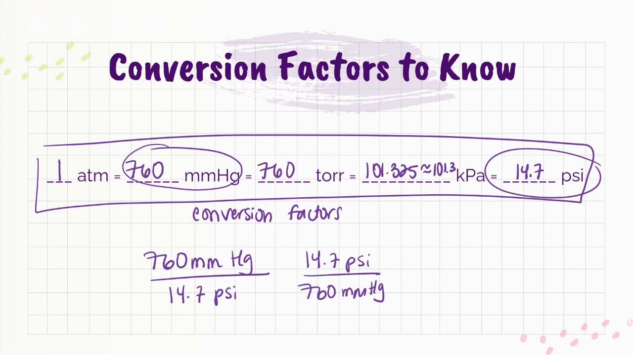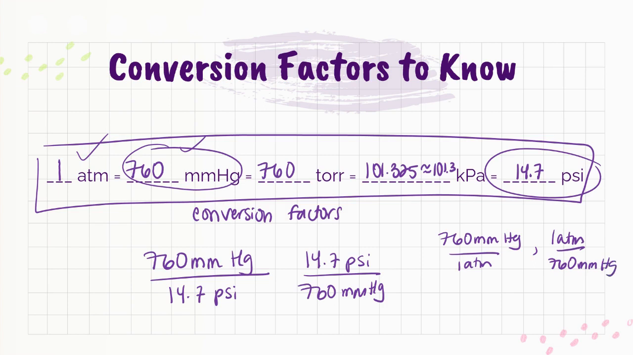And again, you can pick any two of these. They could be two things next to each other. So you could do ATMs and millimeters of mercury. So 760 millimeters of mercury is 1 ATM, or vice versa. 1 ATM is 760 millimeters of mercury. So you can pick any two of these because they're all equivalent.